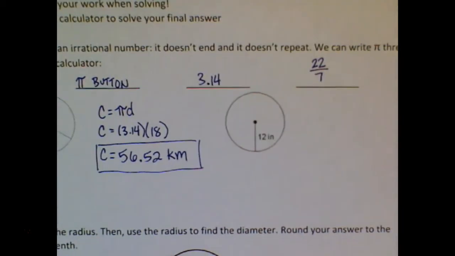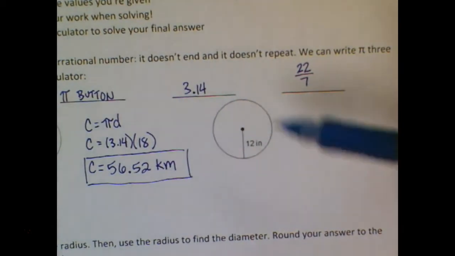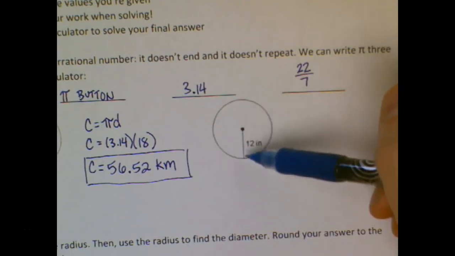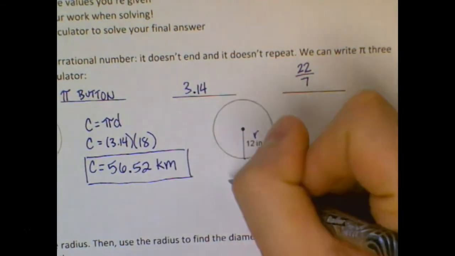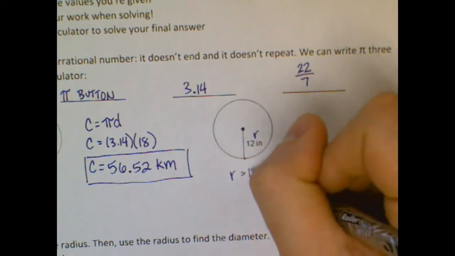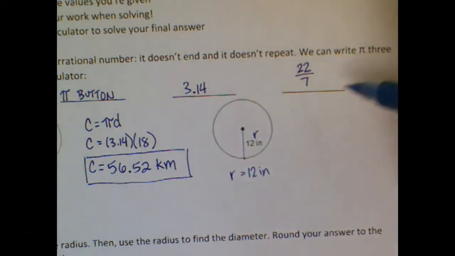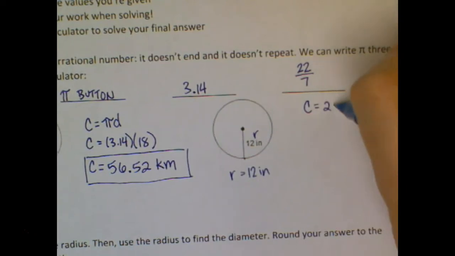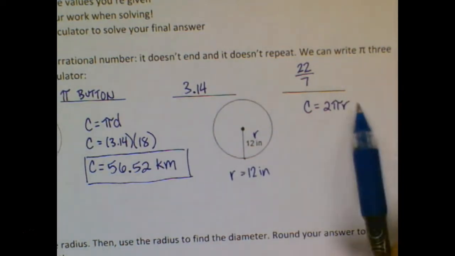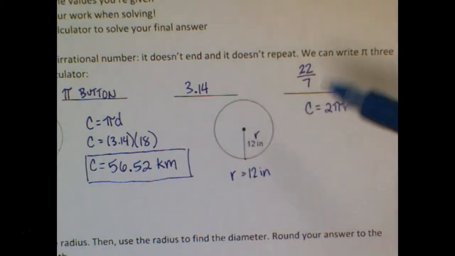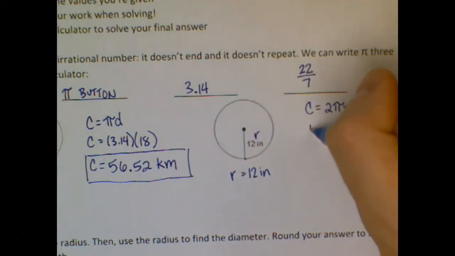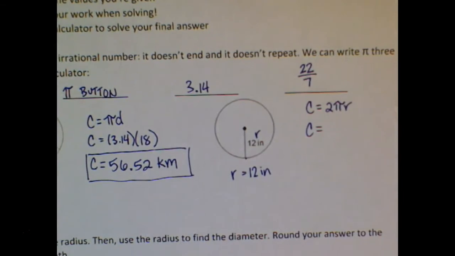All right, let's take a look at the next one. In this problem, take a look. That goes from the center all the way out to the edge, which means that we have the radius. So we are given the radius, and that's 12 inches. So the formula we're going to use is C equals 2 pi r because that's our formula that includes the radius. We're going to use that one instead of pi d because if we figure out the diameter, we're still doing it times 2. So we're just going to use this one. And we're solving for the circumference.